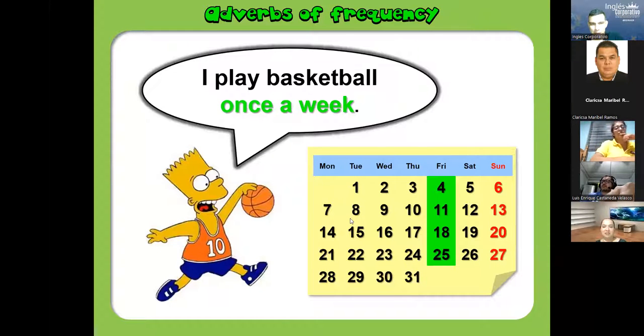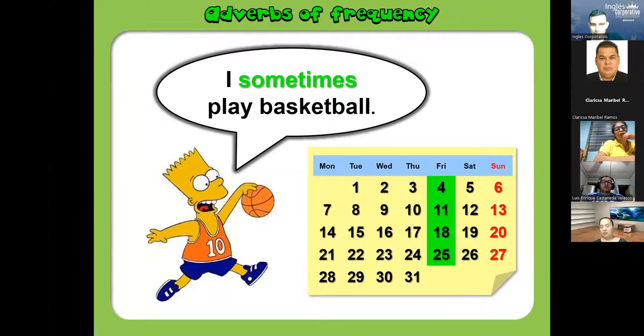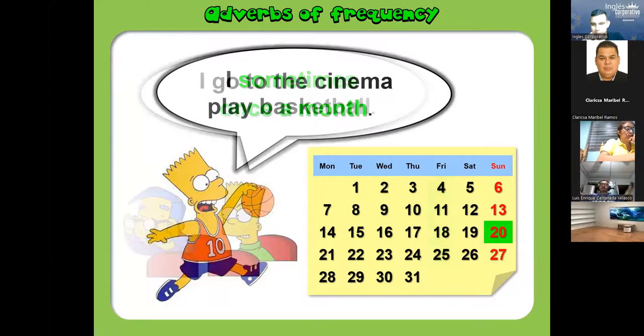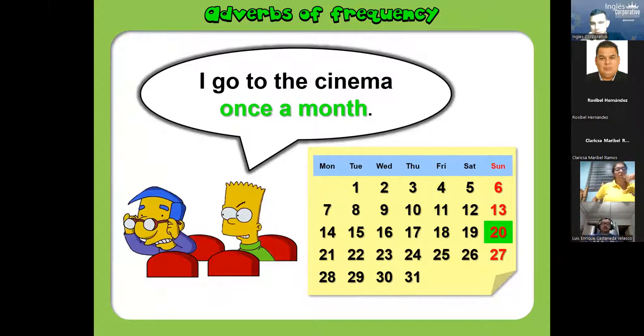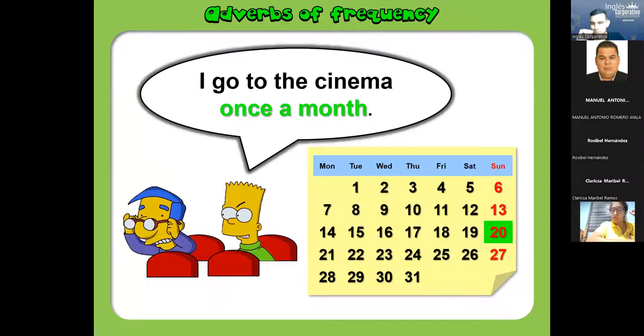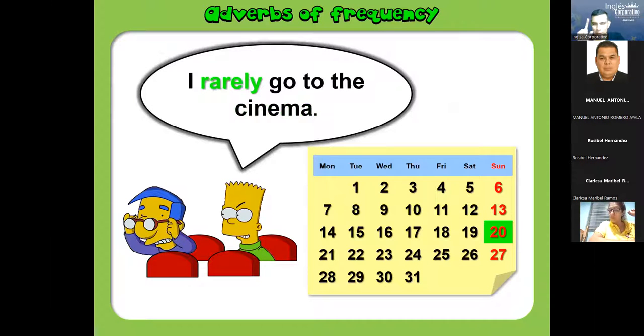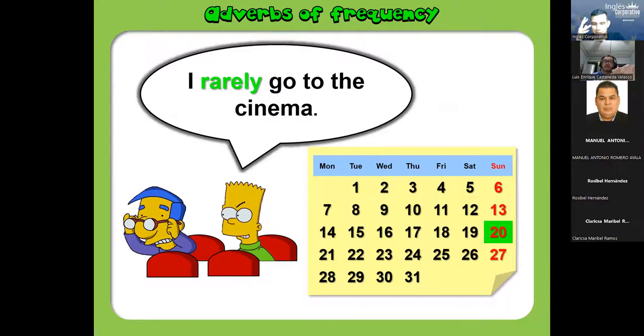Muy bien. Aquí tenemos, I play basketball once a week. Sometimes. I sometimes play basketball. I go to the cinema once a month. ¿Eso significa que va? Una vez al mes. No, una vez. No. Once. Okay. I rarely go to the cinema.